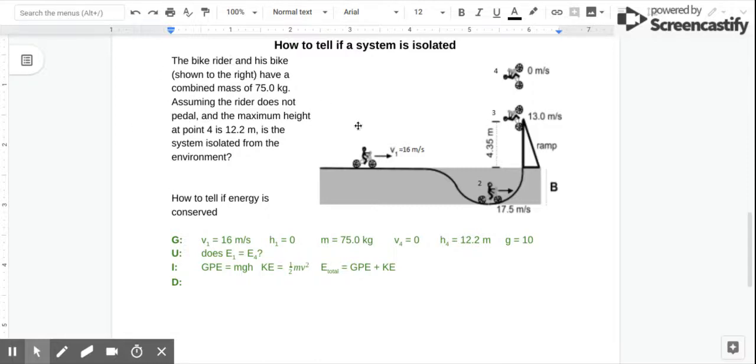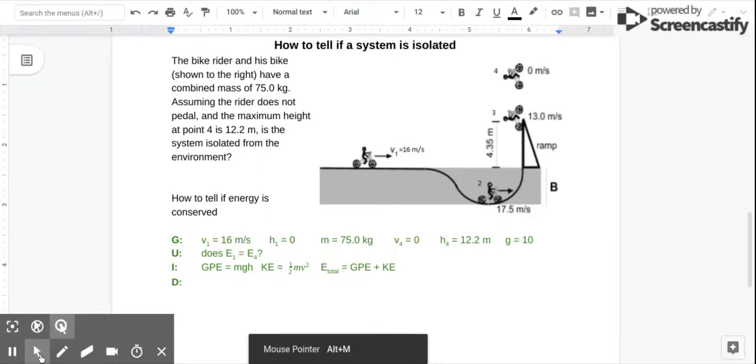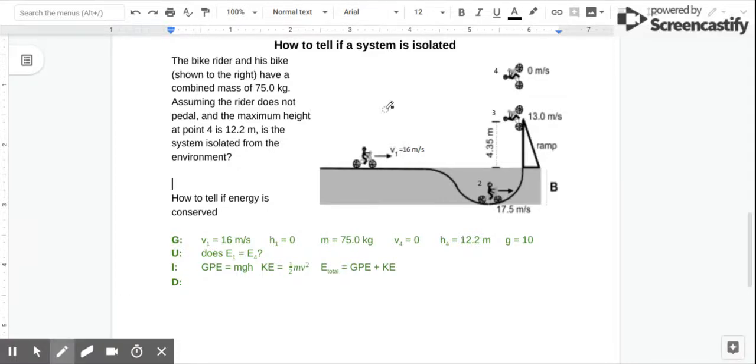We've got the bike rider and his bike right here, and they have a combined mass of 75.0 kilograms. Assuming the rider does not pedal, the maximum height at point 4, which is up here, is 12.2 meters. Is the system isolated from the environment? The very first thing we're going to do before we talk about the guide is write down the different forms of energy.